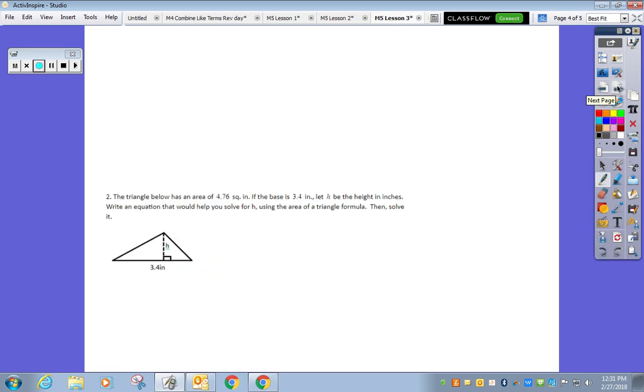The triangle below has an area of 4.76 square inches. If the base is 3.4 inches, let h be the height in inches. Write an equation that would help you solve for h using the area of a triangle formula, then solve it.